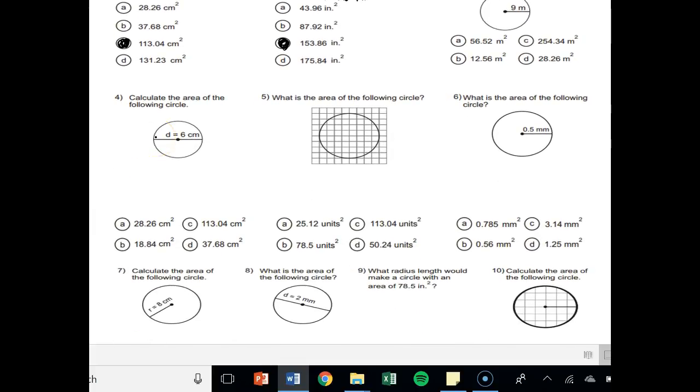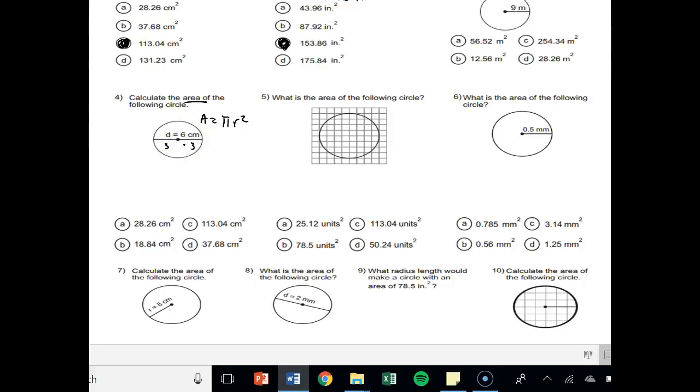Number 4 is exactly like number 2, right? They're giving you a diameter, but again, they're asking for area, so you don't need a diameter. Remember, for area equals pi r squared, you need a radius, so you want half of that, right? So that would be 3. 3 would be what you're plugging in.